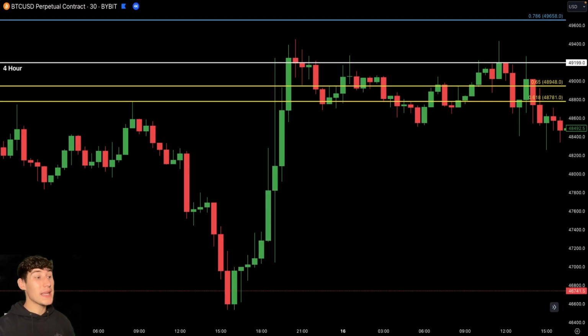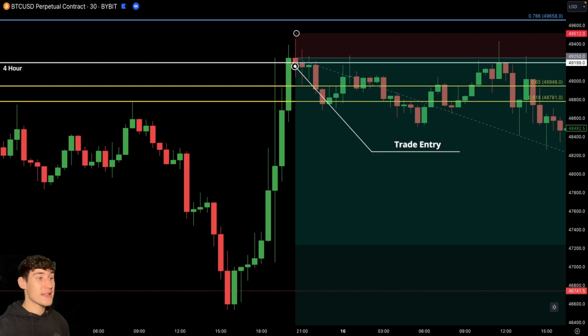Now, examining the 30-minute chart, during the initial touch, a well-formed spinning top candle emerges, serving as our entry trigger. At this point, we initiate a short position and set our stop loss just above the high of this candle. Now let's take a look at how price action unfolded.